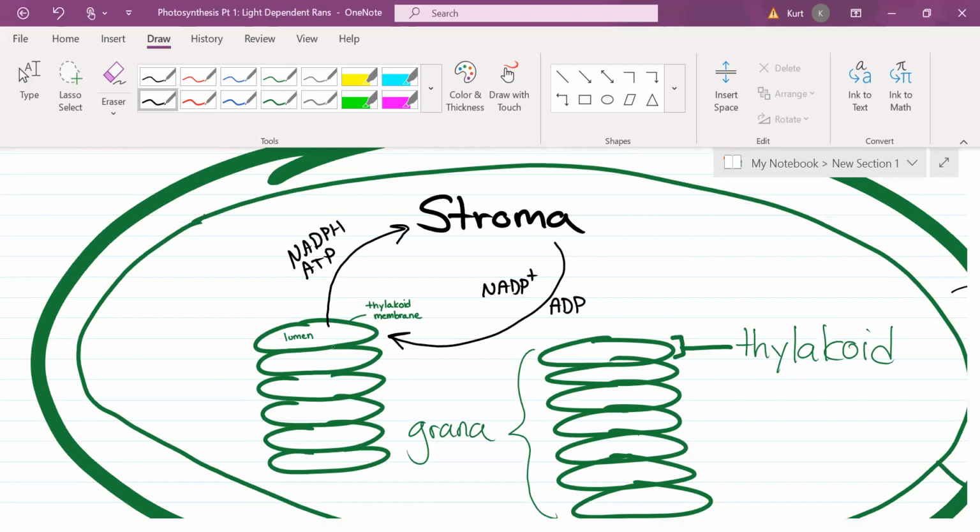I told you yesterday that life is all about cycles. There's no part of biology that you really can't boil down to a cycle. NADPH and ATP are going from part 1 to part 2. Part 2 uses that energy, then sends those molecules back to the thylakoid membrane. Why would it do that? Why would you send NADP plus and ADP back into part 1?